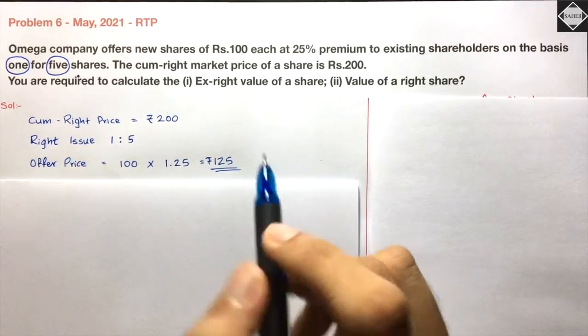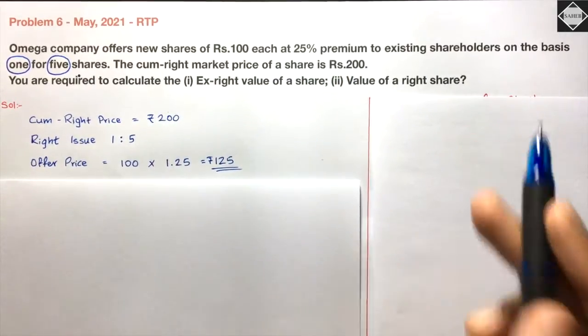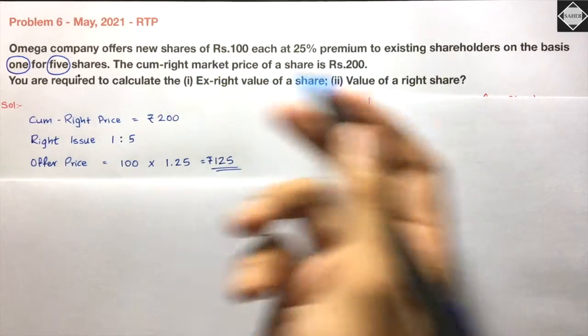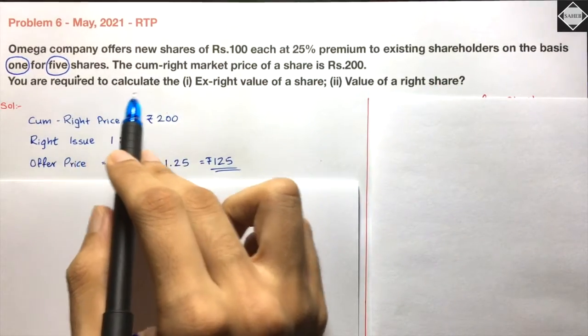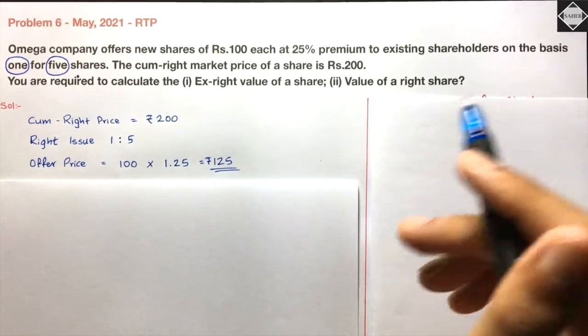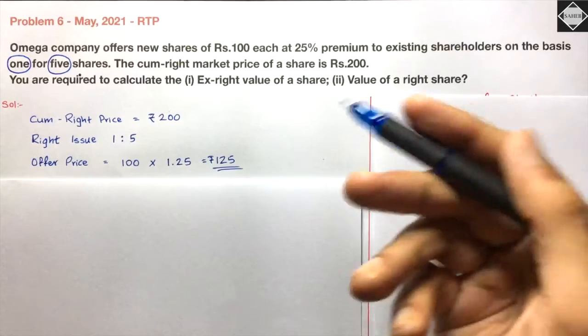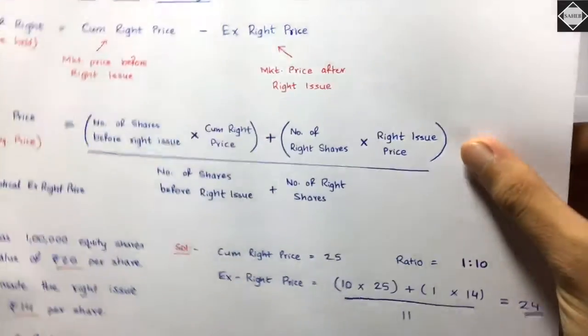Okay, understood. The cum-right market price of a share is rupees 200. This is the cum-right market price. It's already given over there. That's 200. Fine. You are required to calculate the ex-right value of a share and value of a right. Okay, fine. So first we calculate ex-right value of a share. You all know the formula. The formula is really simple.